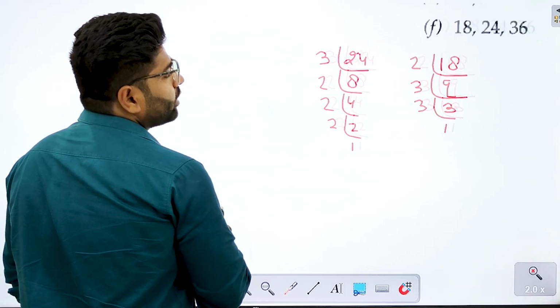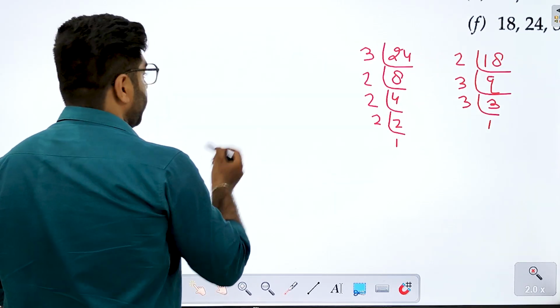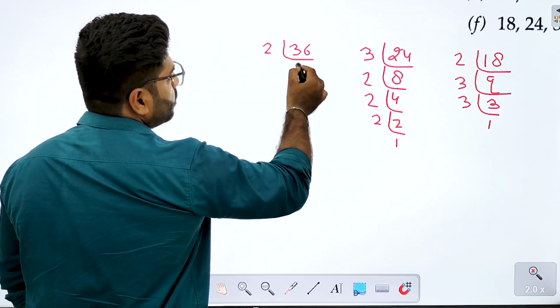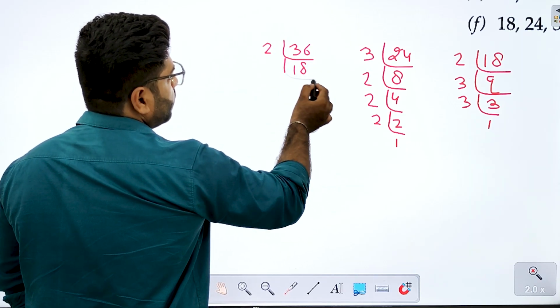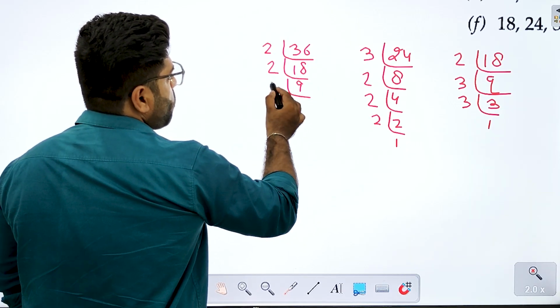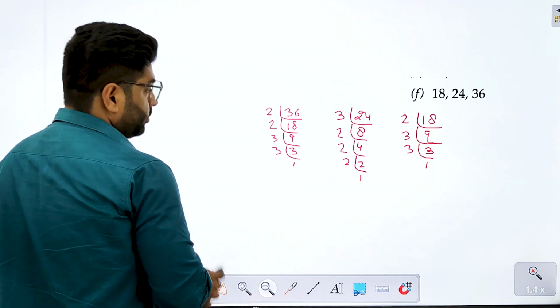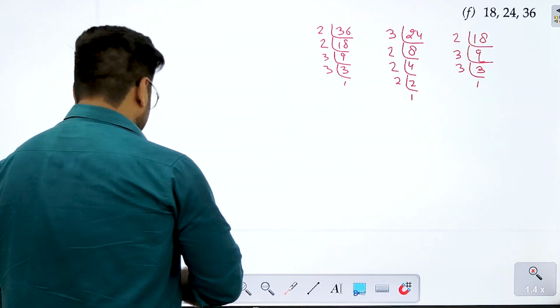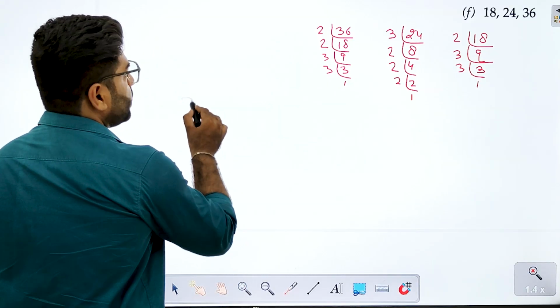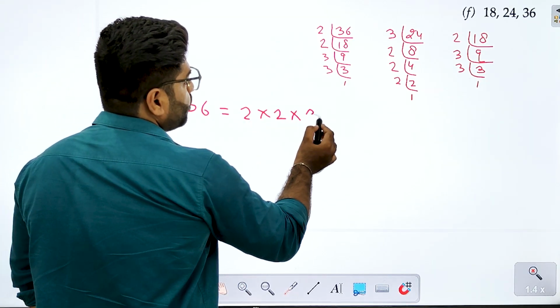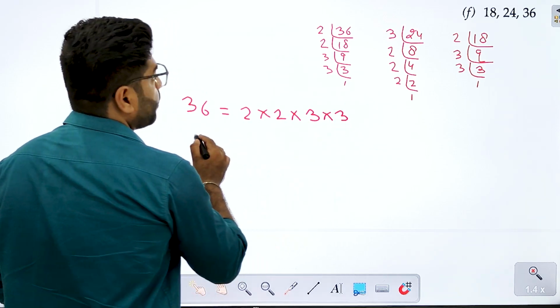After that, we are having 36. Let's find out the factors, just like 2. This is 18. Then 2, 9, 3, and 3. Okay, so here we are having the prime factors of 36. That is 2 multiplied by 2, multiplied by 3, multiplied by 3.